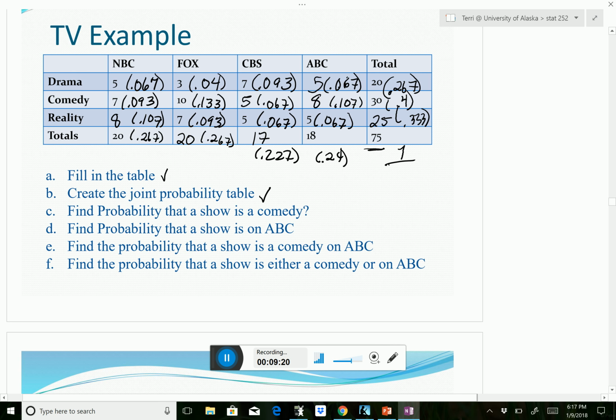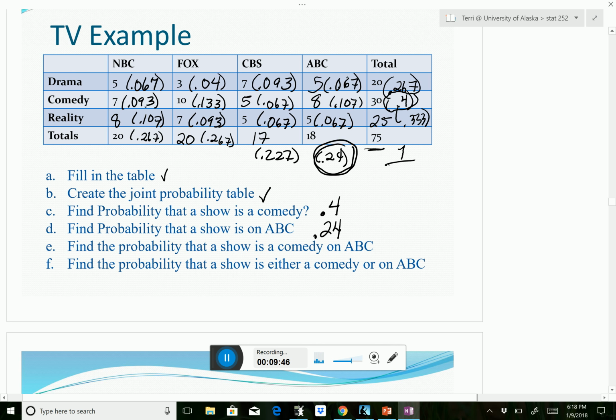So now we need to find the probability that the show is a comedy. So we don't go to the very first one. We go to the end. There are 30 comedies out of the 75. So that is 0.4. Find the probability the show is on ABC. So we go to the total of the ABCs, which is 0.24.